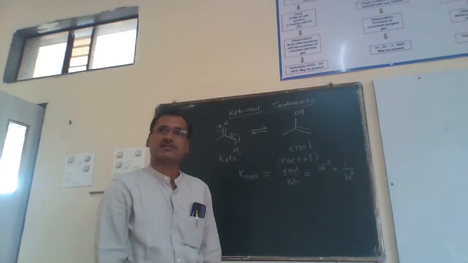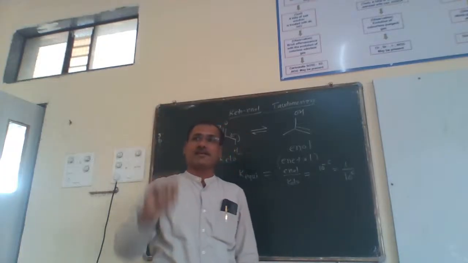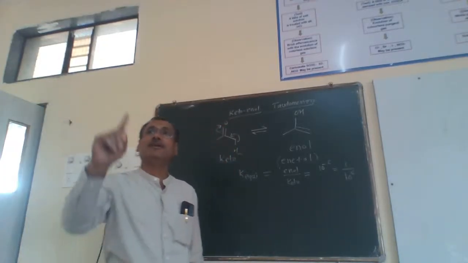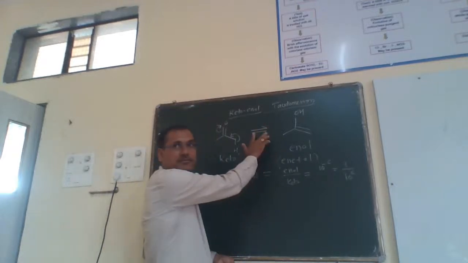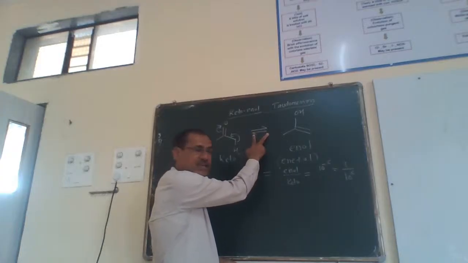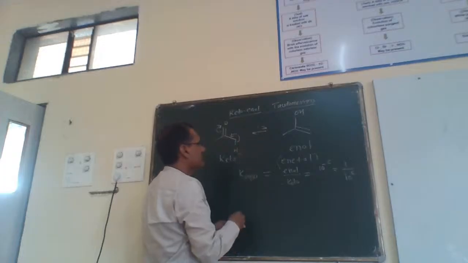What physical significance can you draw from this? If you take 10 to the power 6 molecules of acetone, they will be in keto form and only one molecule will be in enol form. So this equilibrium, which I have written with forward and backward arrows of the same size, is essentially what you will have.